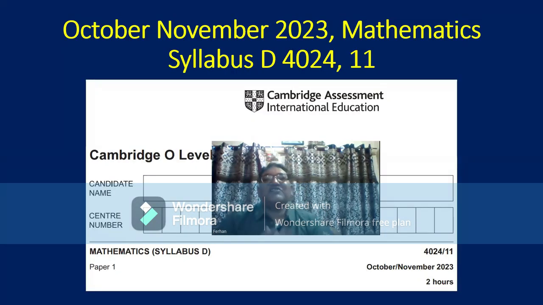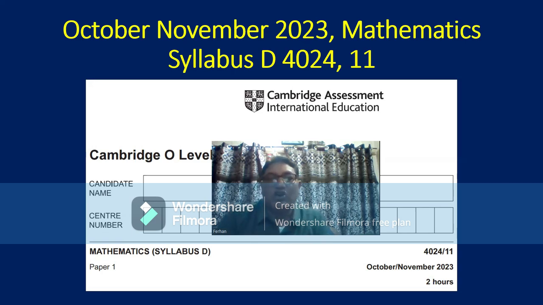Good morning, dear students. My name is Ferhan Mazher, and the subject we are studying today is Cambridge O Levels Mathematics Syllabus D4024. Today we have set our hearts to solve Paper 1 of this subject, and this Paper 1 is October November 2023 Paper 1.